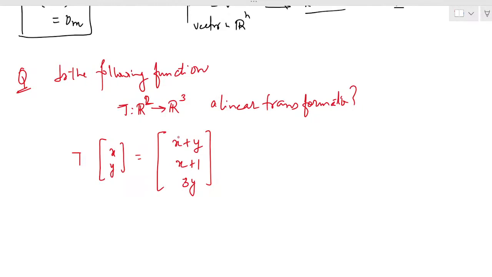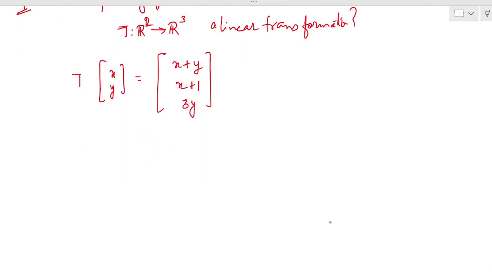Why I have started here again is because a few new students have joined, so probably they will not get it. So, transformation, again, let's see. I told you what a linear transformation is. A linear transformation is one which satisfies all those properties that I told you initially.